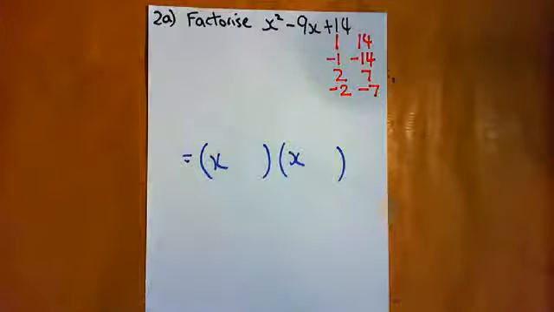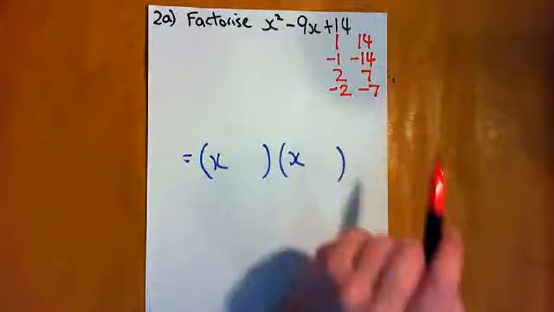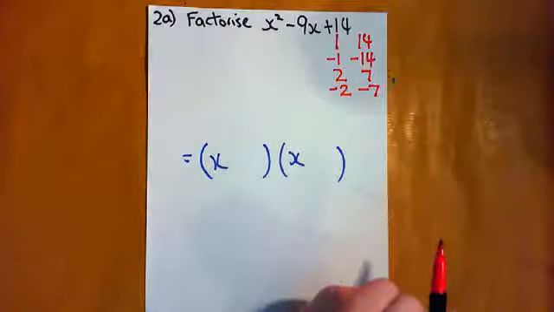Now does 3 go into 14? No, because 14 divided by 3 is not a whole number. What about 4? 14 over 4, not a whole number. 14 over 5, again not a whole number. 6, 14 over 6, not a whole number. 14 over 7, yep, but we've already got 7, so we have the lot.